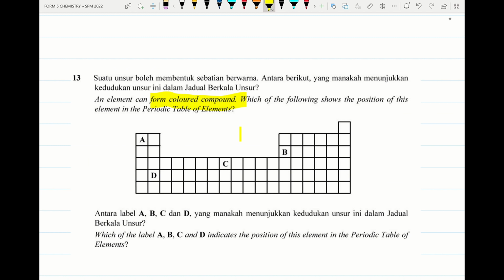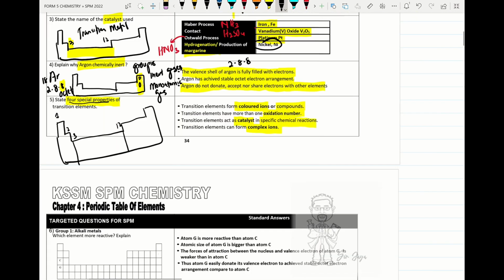Okay, which of the following shows the position of element in the periodic table? So please choose the element from group 3 to 12, which is known as transition metal. Their special characteristic, they can form colored ion or colored compound. So the answer will be C. All right, so we move on to the next part.